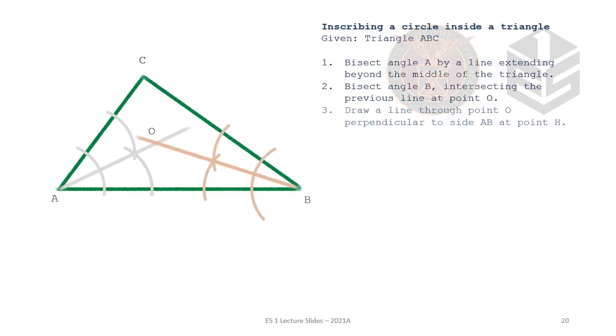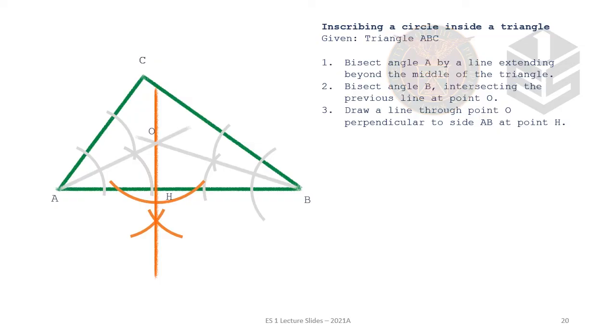In order to do that, we have to draw a line passing through point O and perpendicular to one side of the triangle. So you only need to find one perpendicular line to one of the sides of the triangle. We can do this procedure for drawing a perpendicular line passing through a point. So we have the vertical line intersecting AB at point H.